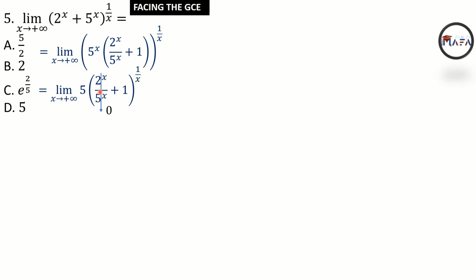So our interior here tends to 0 plus 1. Our numerator tends to 0 from above. So as x tends to plus infinity, 1 over x tends to 0 from above. The interior tends to 1 and the numerator tends to 0 from above. So 1 to the power 0 from above will be tending to 1, then multiply with 5, we get 5. So it means our limit is 5. So option Z is correct.